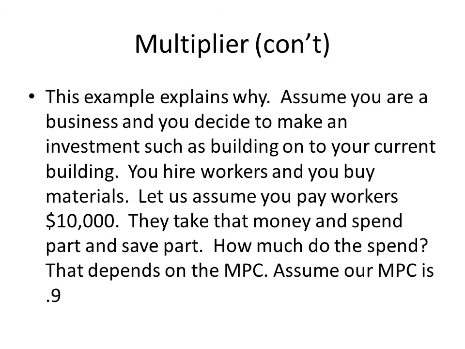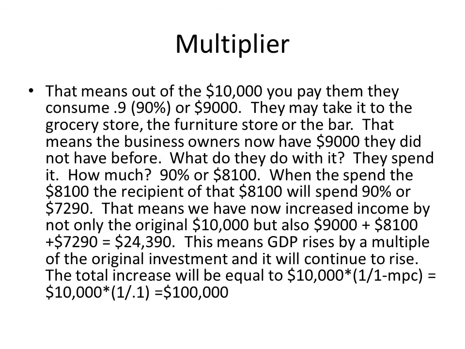Assume you're a business and you decide to make an investment such as building onto your current building. You hire workers and you buy materials. Let us assume you pay workers $10,000. They take that money and they spend part and they save part. How much do they spend? Well, that depends on the MPC. So let's assume our MPC is 0.9. So that means out of the $10,000 you pay them, they consume 0.9, or 90% of it, or $9,000.